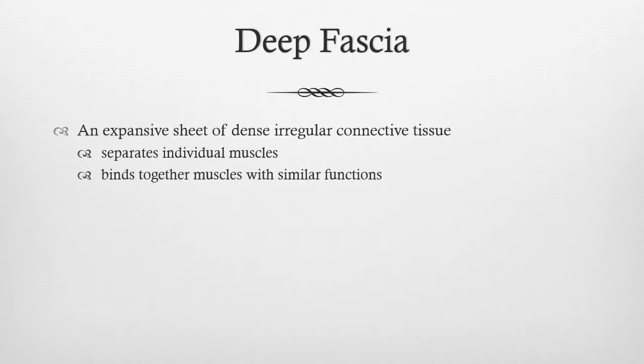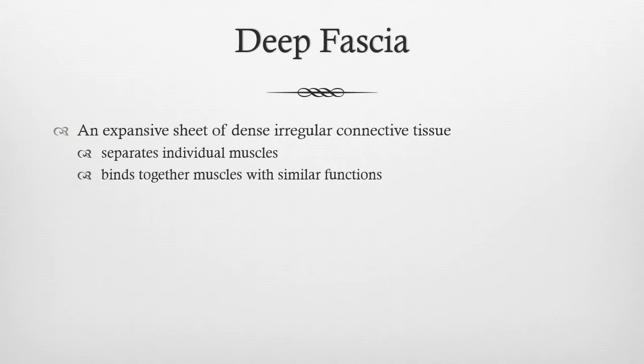So back when we talked about skin, we talked about superficial fascia as being part of that hypodermic layer. And then deep to that, we have deep fascia. This deep fascia covers all of the muscles themselves, and it helps to hold together muscle groups that have a similar or exact same function.